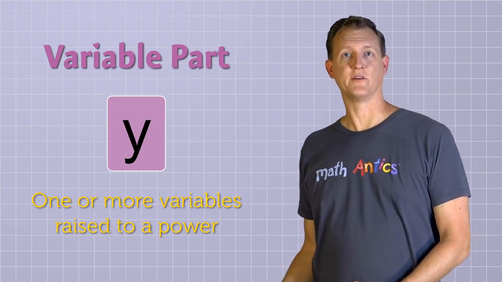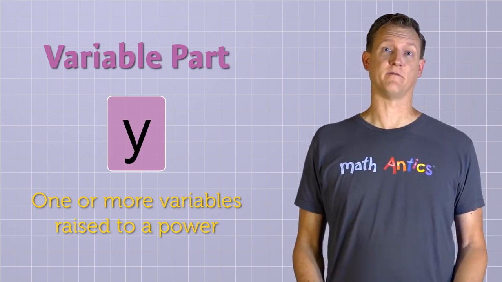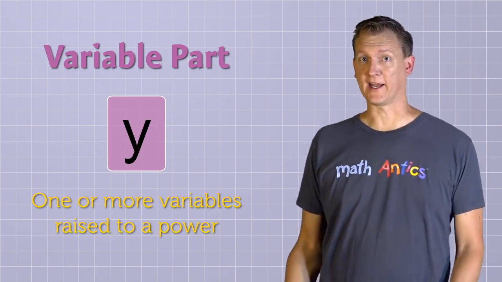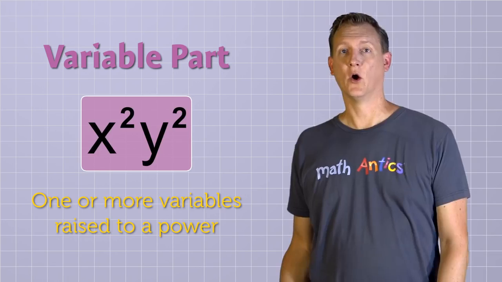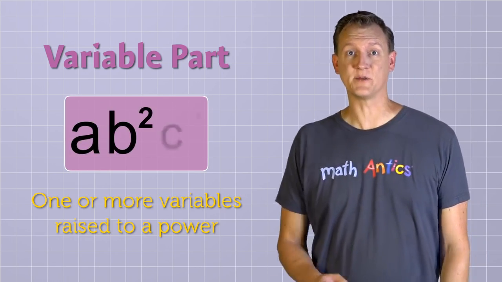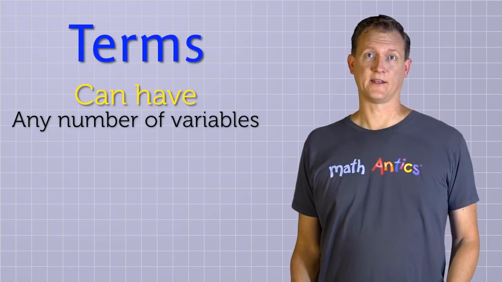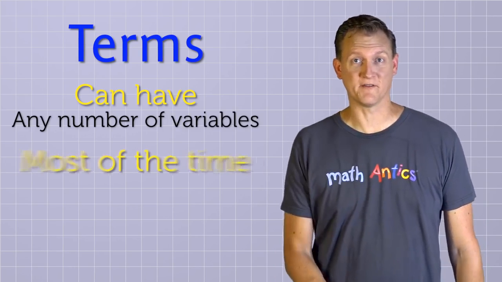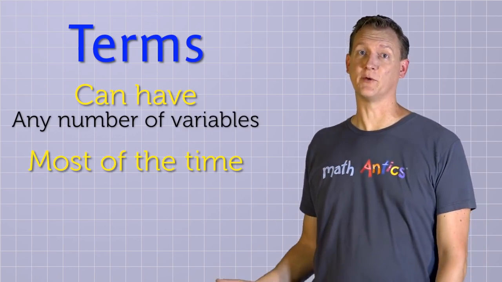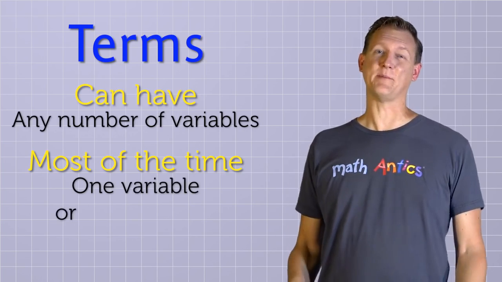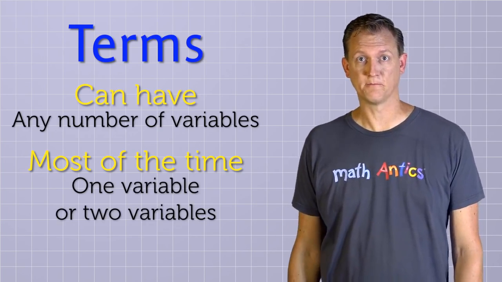Or the variable part of a term could be some tricky combination of variables that are raised to powers, like x squared times y squared, or a times b squared times c cubed. Terms can have any number of variables like that. But the good news is that most of the time, you'll only need to deal with terms that have one variable, or maybe two in complicated problems.